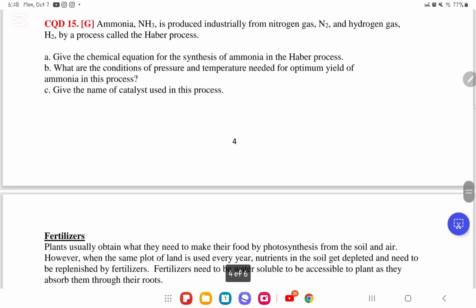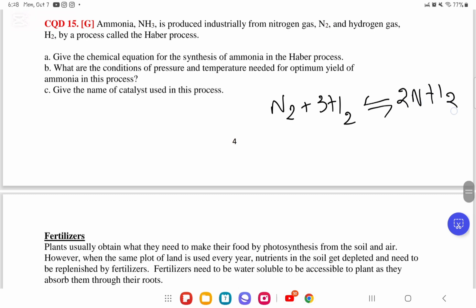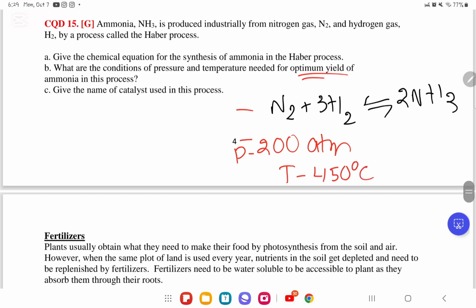Now CQD number 15. Give the chemical equation for the synthesis of ammonia in the Haber process. Very easy, we know it. It's N2 plus 3H2 equilibrium sign to NH3. What are the conditions of pressure and temperature needed for optimum yield? How many times are they repeating this? So many times. So we need 200 atmospheres, okay? This is our pressure, and our temperature is 450 degrees Celsius. These are for the optimum yield.